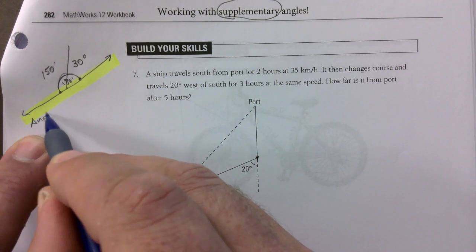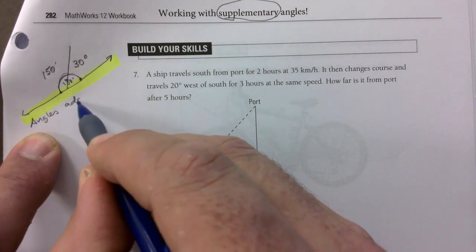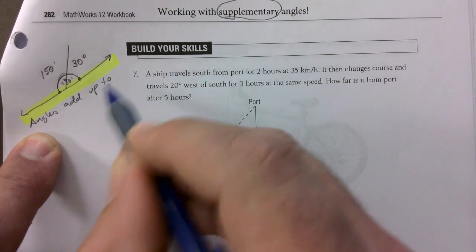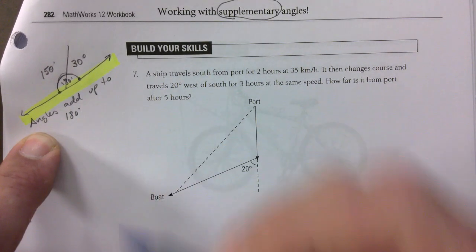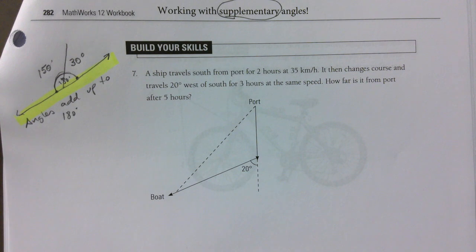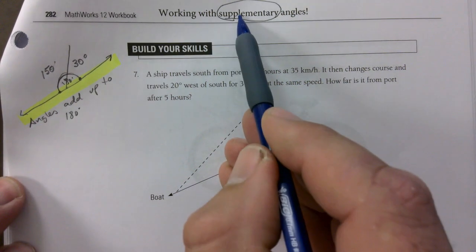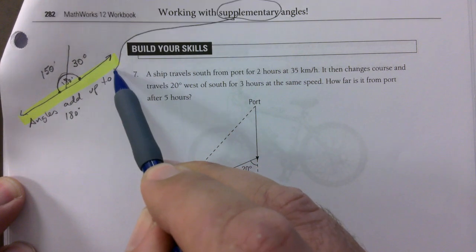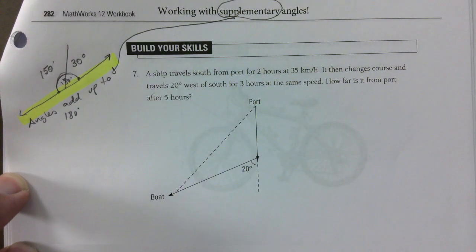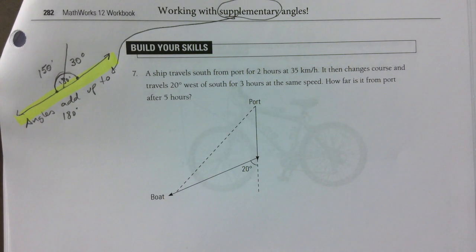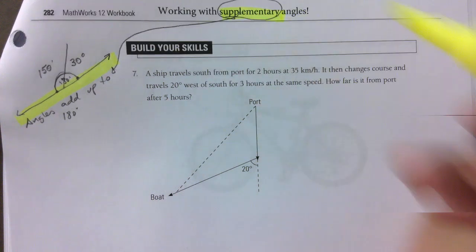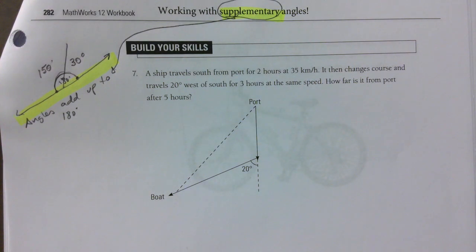Angles that add up to 180 degrees. Right? So go supplementary, arrow to that little definition, just a reminder, right? Supplementary means two or more angles that would add up to 180 degrees.